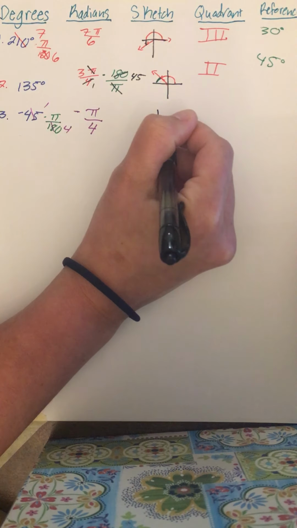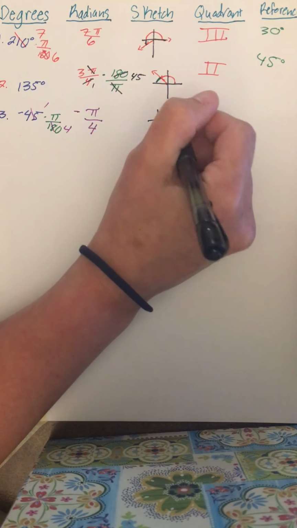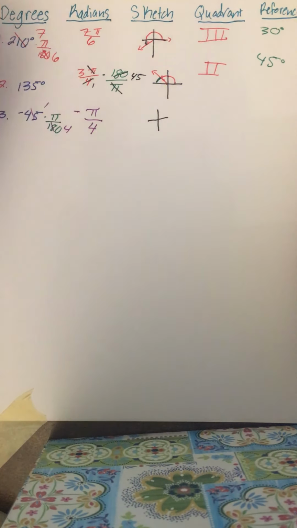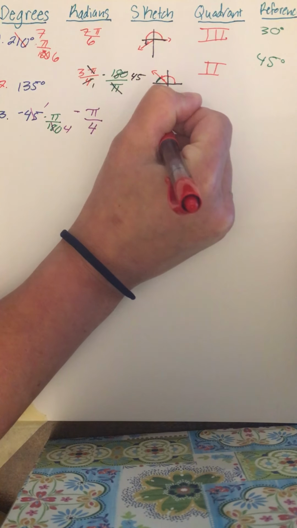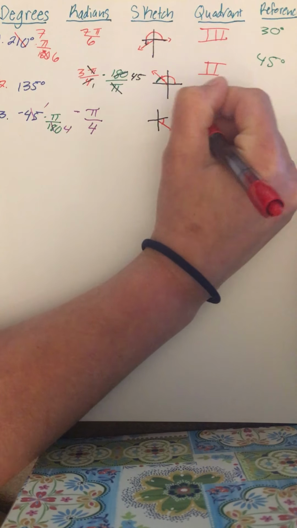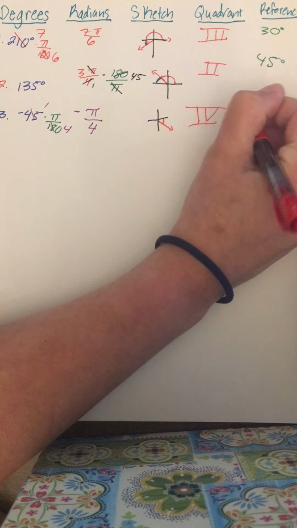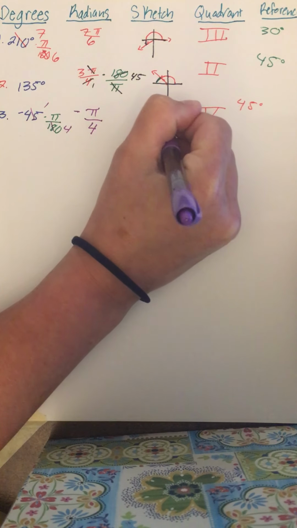So now let's sketch this. Remember when we are graphing negative angles, we rotate clockwise. So we're going to rotate 45 degrees clockwise. That is in the fourth quadrant, and it is a 45-degree reference angle because we are 45 degrees away from the x-axis.